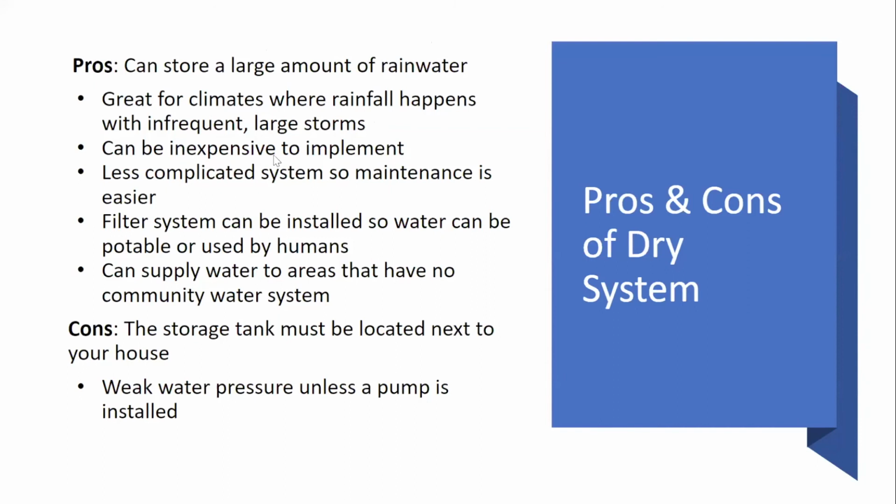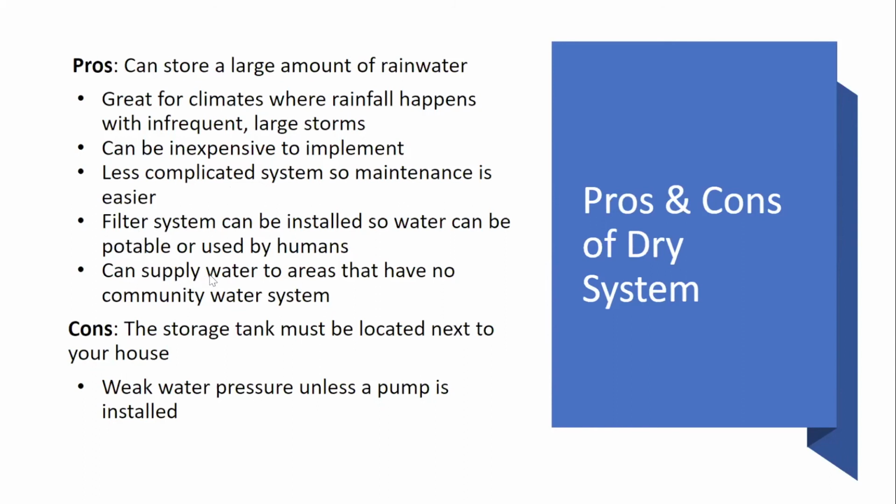It can be inexpensive to implement. It doesn't cost much. Once you get the initial barrel, it doesn't cost much to put it in place. It's a less complicated system, so maintenance is easier. All it is is a large barrel connected with some PVC pipe. A filter system can be installed so water can be potable, or used by humans. The word potable means drinkable.